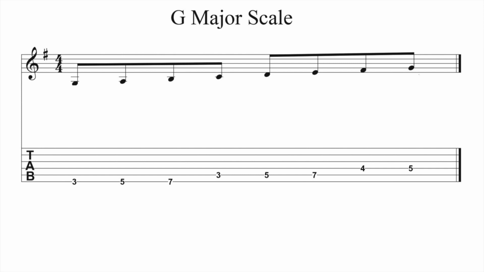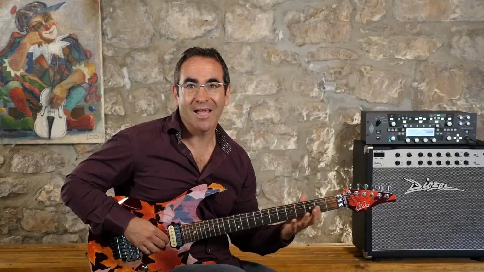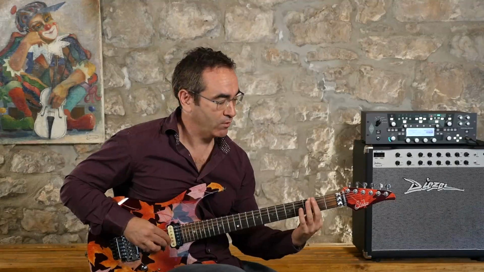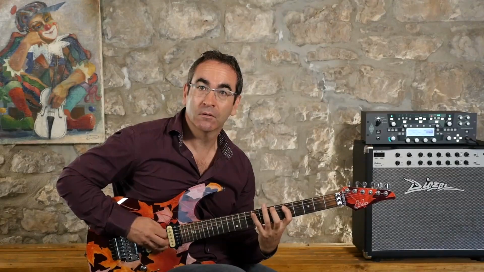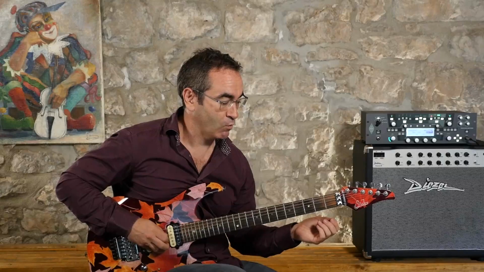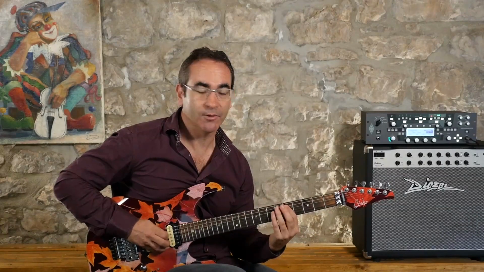So that's 1 octave, G major scale. But again, it's the idea that counts here. So if I moved up 2 frets to A, I would have an A major scale. Or if I moved to D on the A string, I would have a D major scale.